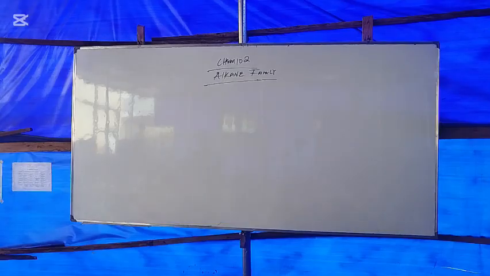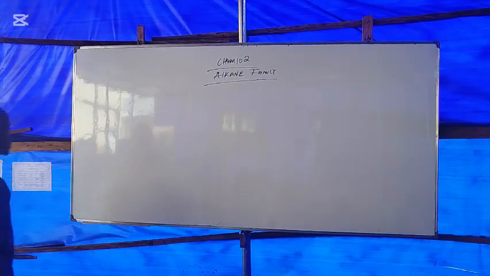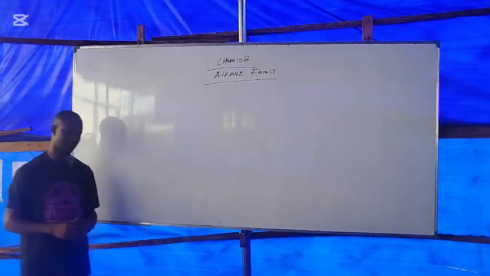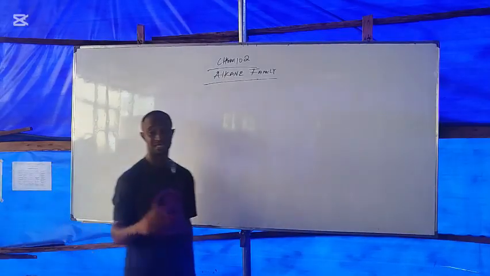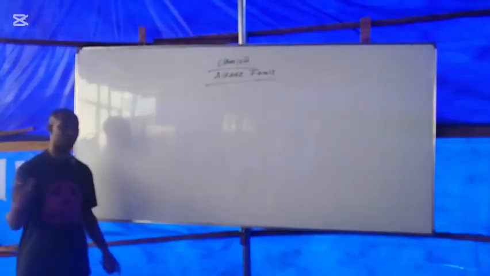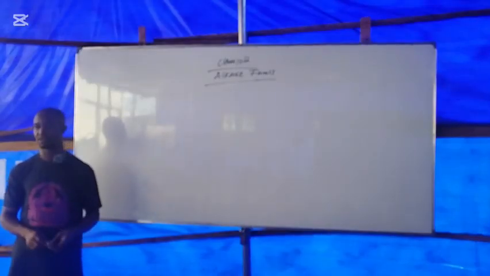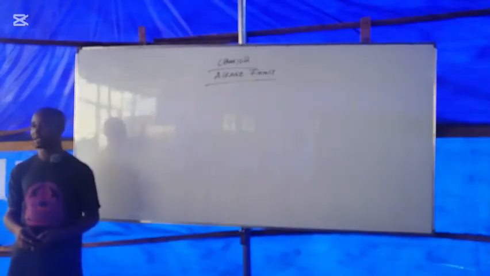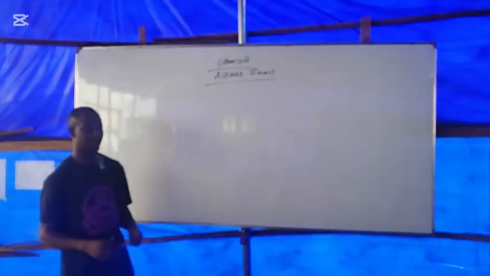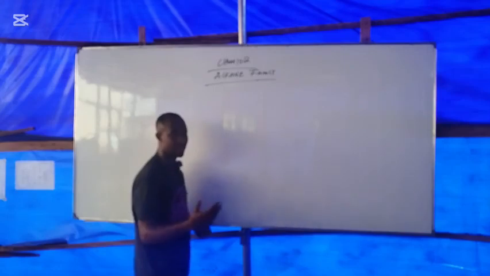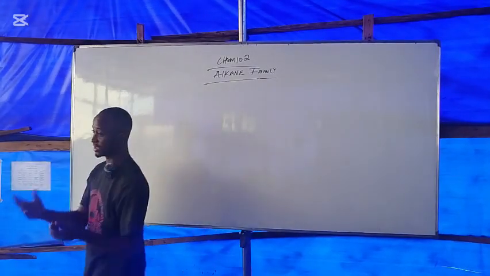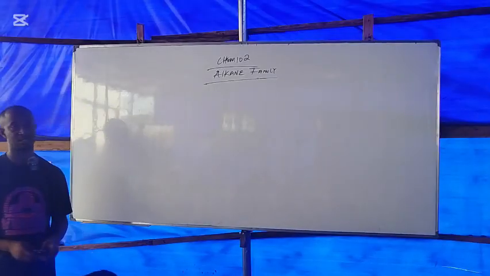Okay, let's look at the Alkane family. In the previous class, we discussed extensively the terms used in organic chemistry. We defined organic chemistry as the study of carbon compounds, the study of how carbon combines with itself and other elements to form a long chain or a branched chain. We discussed that in our previous class.